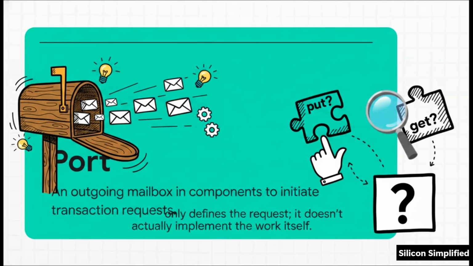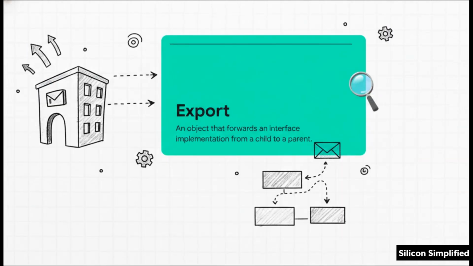It doesn't actually do the work itself. Next, we have the export. Think of an export as a mail forwarding facility in our city. If a parent component has a child component that actually knows how to handle a transaction, the parent uses an export to promote that connection pathway up the hierarchy. It's basically saying, hey, I accept this mail, and I know exactly who down below is going to process it.